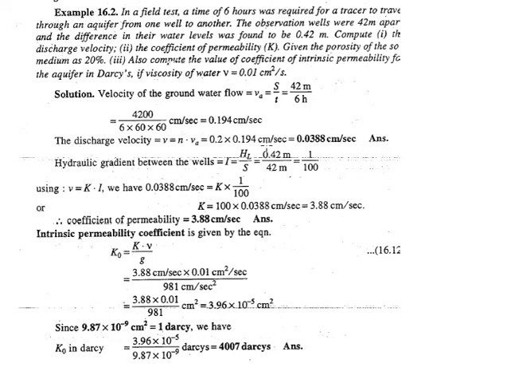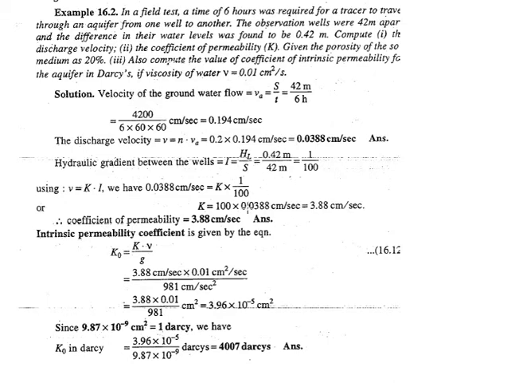So let us at first calculate the velocity of the groundwater flow, that is Va, which is equal to S over T. Then we can calculate the discharge velocity, that is n times Va. Then we can calculate the hydraulic gradient, that is HL over S. Everything is given in the question. You just need to put in the values.